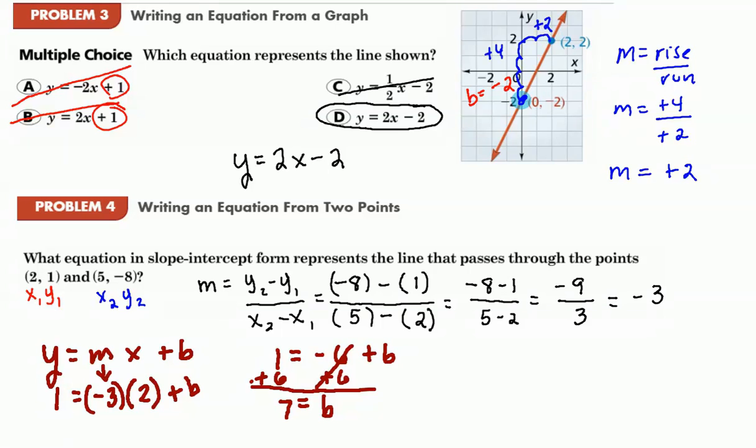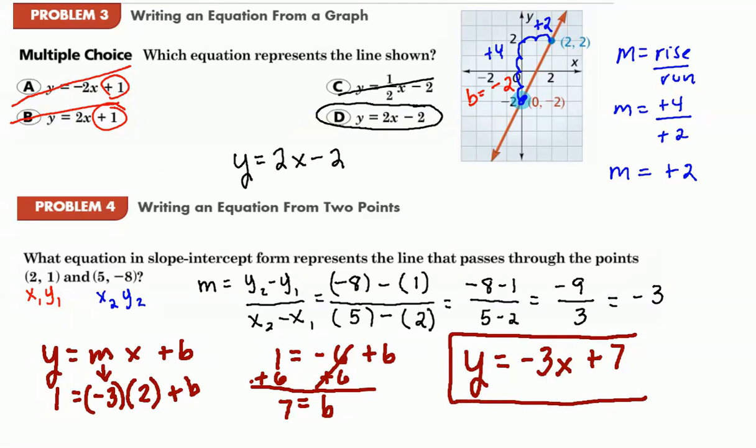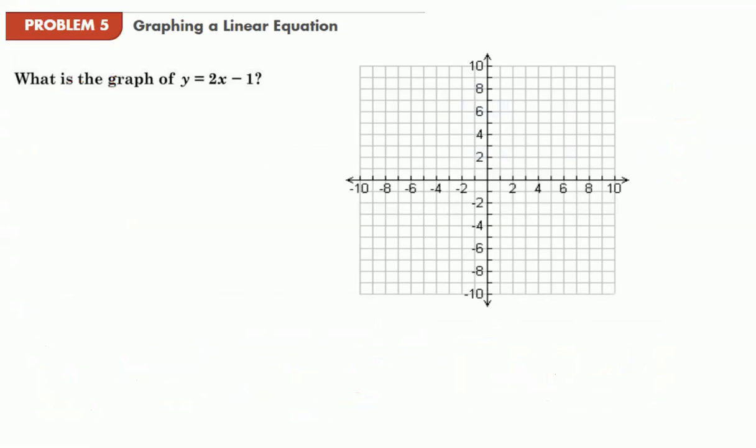So now we're going to put our equation together. So y is going to equal our slope, which was a negative 3, x, and then our b was a 7, so we're going to put plus 7. This is how we solve for finding the equation given 2 points. Okay, let's move on to the last problem.